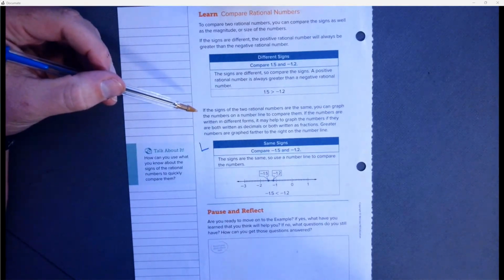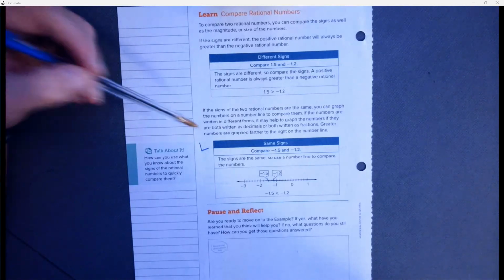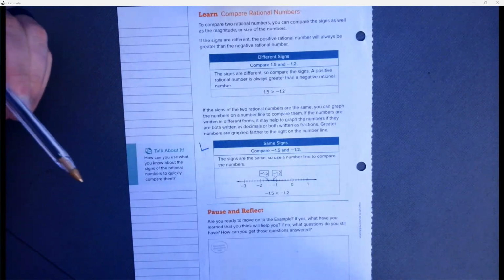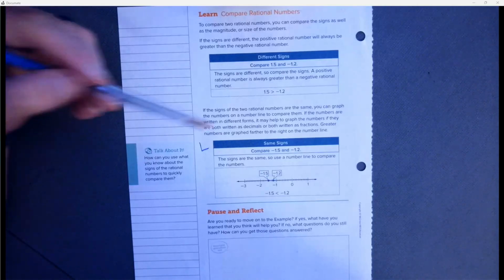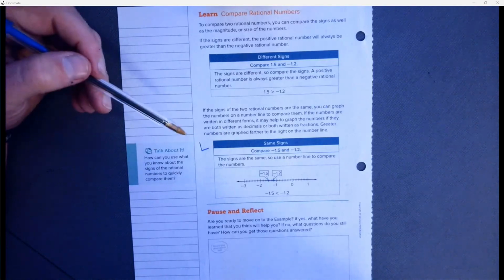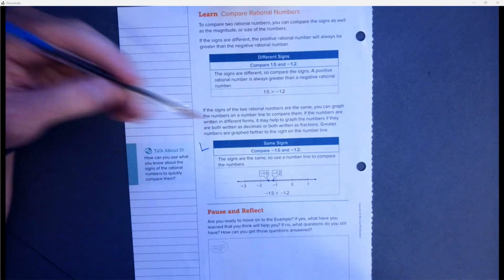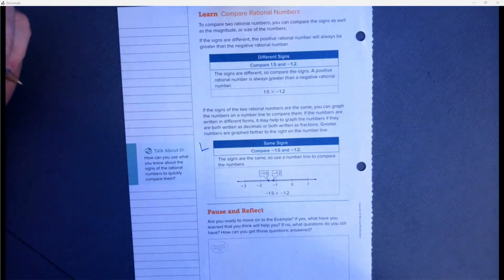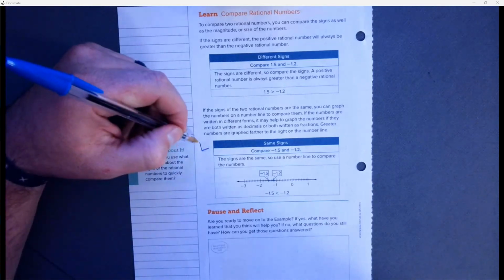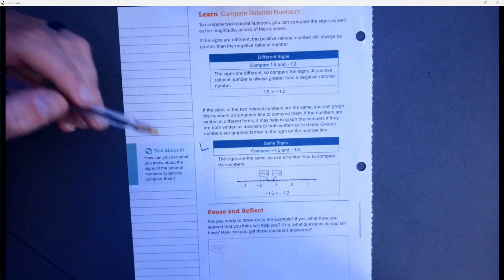If the signs of the two rational numbers are the same, you can graph the numbers on a number line to compare them. If the numbers are written in different forms, it may be helpful to graph the numbers in the same form, so either both as decimals or both as fractions. Greater numbers are graphed farther to the right on a number line. We know lesser values are graphed to the left of the number line. As we talked about in the previous lesson, left and less both start with L, so that helps us remember that numbers to the left of the number line are less.